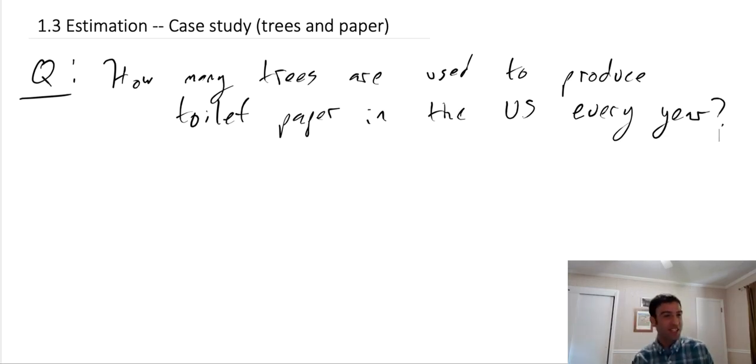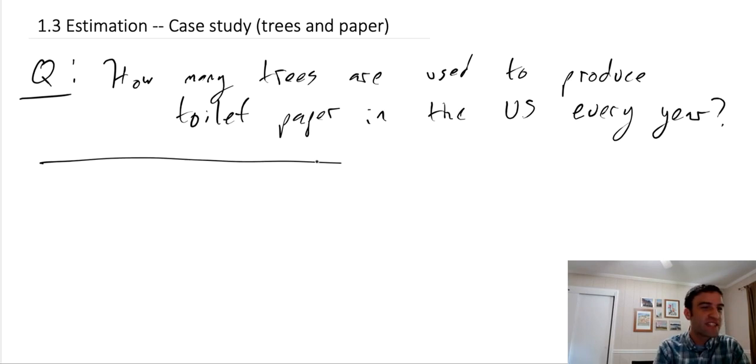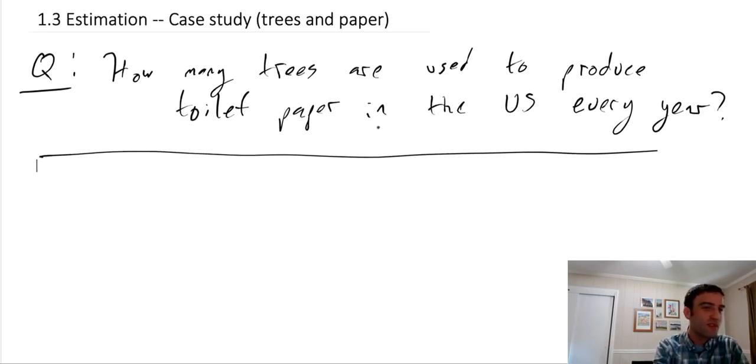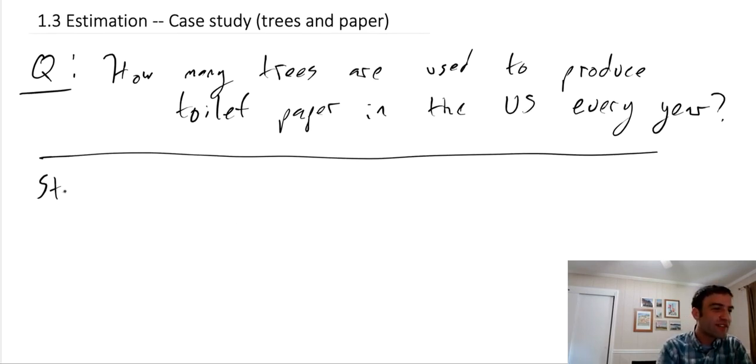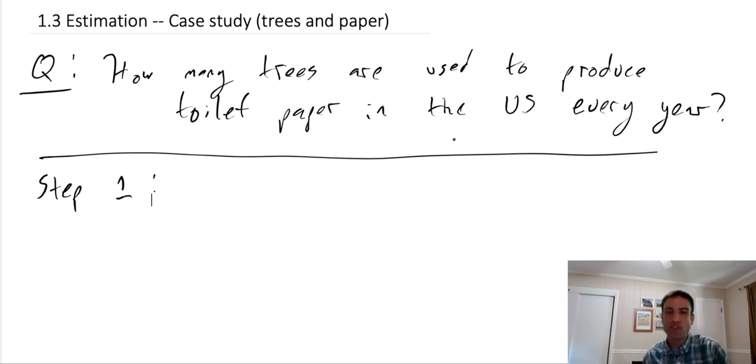So fortunately, this systematic method that we outlined gives us a roadmap for how we can start breaking down this problem. So let's follow those steps and see what kind of number we end up with. Right. So step one is problem assumptions and problem breakdown, right? And the first thing that we might want to say is, okay, this is a question about production of toilet paper in the US every year.